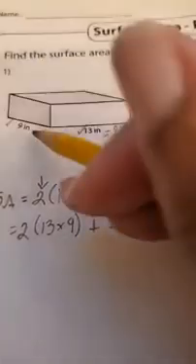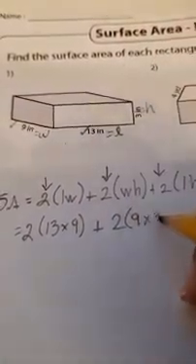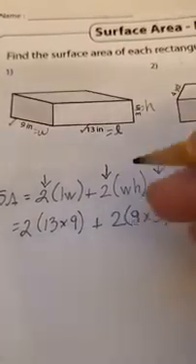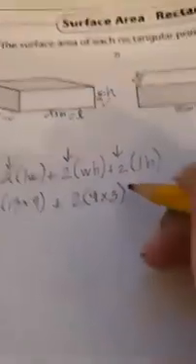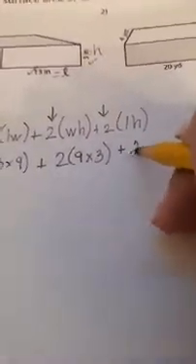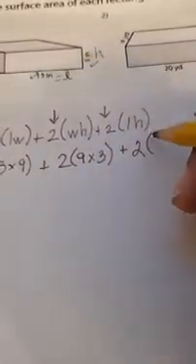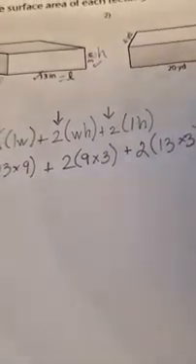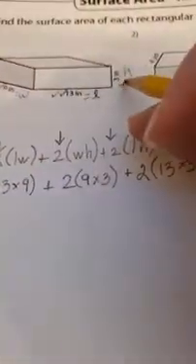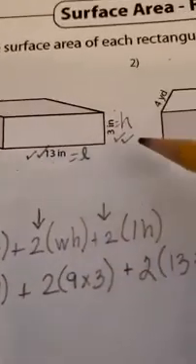Okay? So let's do width and height. So my W, again, is 9. And my H is 3. So I'm going to check those off. I used the 9. And I used the 3. Okay? Let's keep moving. Plus 2. Remember, that doesn't change because there's 2 of them. The length is 13. And the height is 3. So I'm going to check those off. I used 13. I used 3. I should have 2 check marks on each number. That's how I know I'm doing this right.